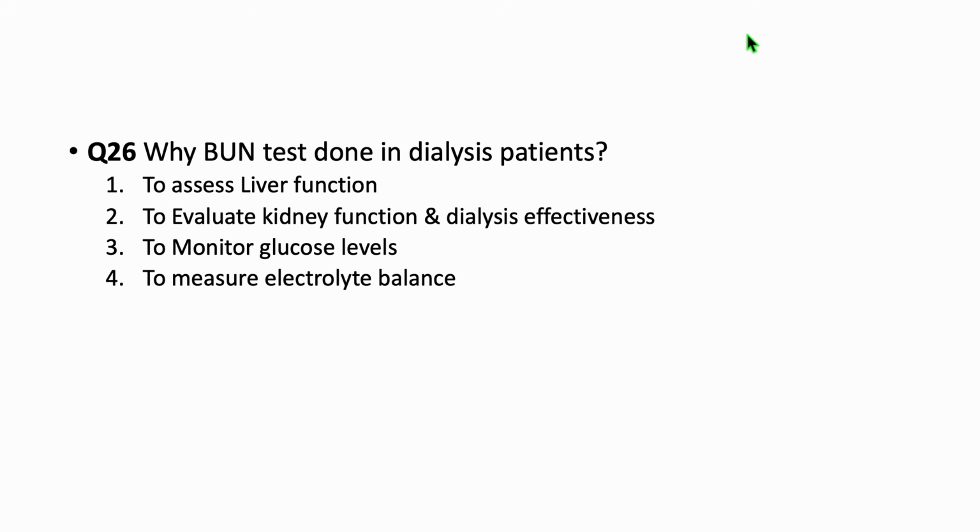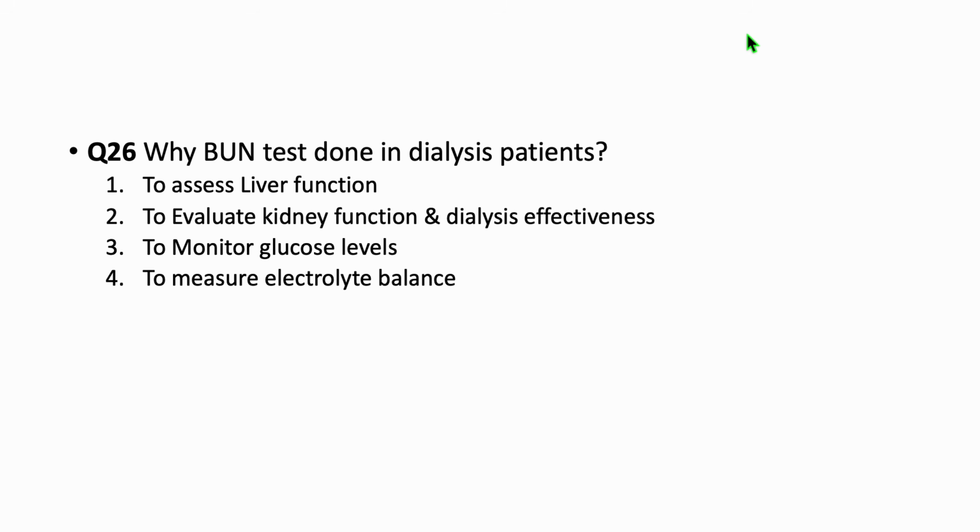Moving ahead, the question is why is blood urea nitrogen test done in dialysis patients? So why do we have to do this test in dialysis patients? Option 1 is to assess liver function. Option second is to evaluate kidney function and dialysis effectiveness. Option third says to monitor glucose levels, and option 4 is to measure electrolyte balance.